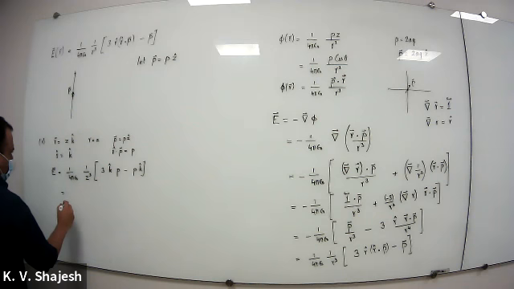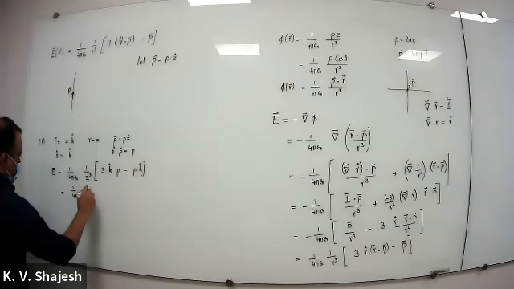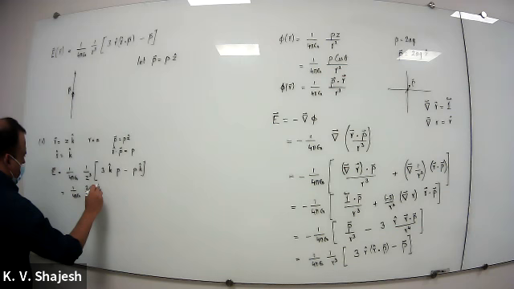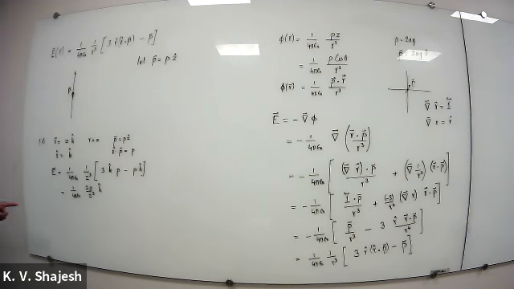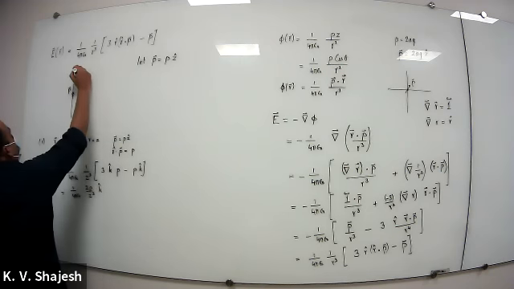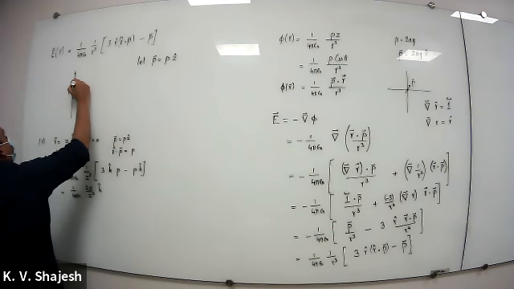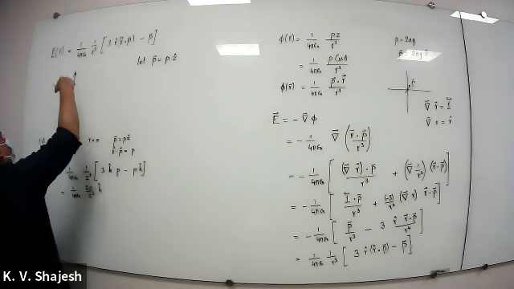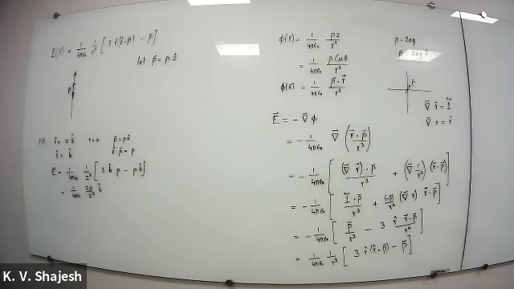Factor of 2 remains. So it is 1 over 4 pi epsilon naught times 2 times p over z cubed times k hat. So it's not 0, so this points in this direction. So the electric field everywhere here is in this direction. That's how the electric field is coming out.